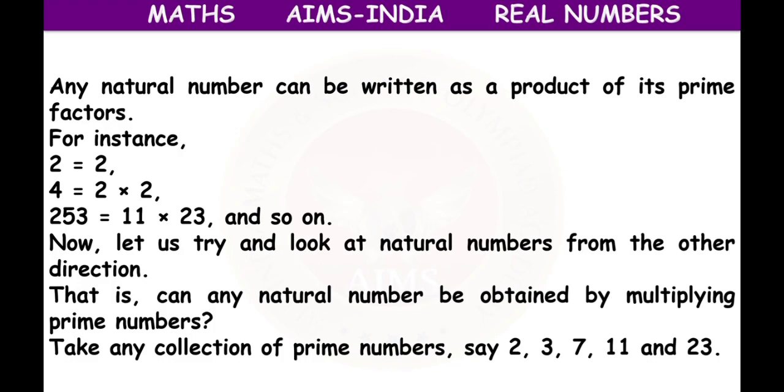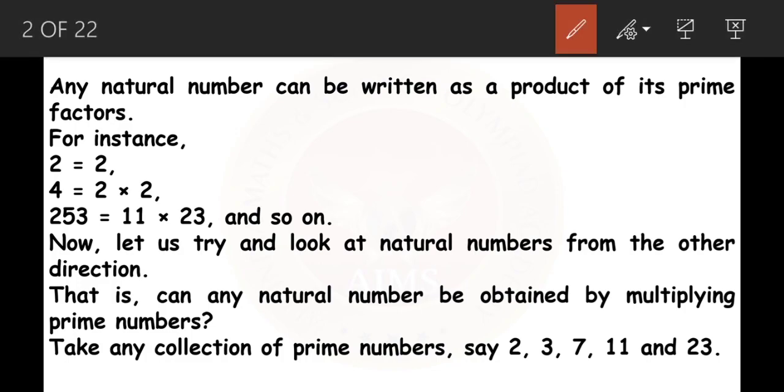Actually, any natural number can be written as a product of prime factors. We know about natural numbers. They are denoted by the symbol N. They are also called counting numbers, starting from 1. So any natural number can be written as the product of prime factors.